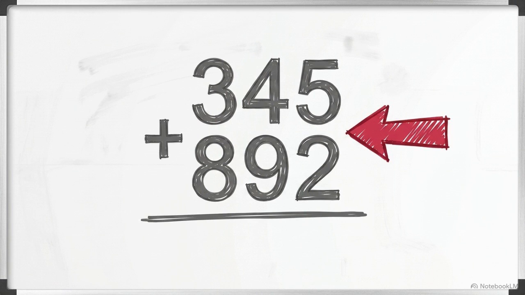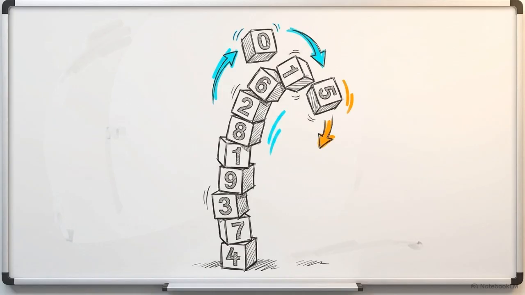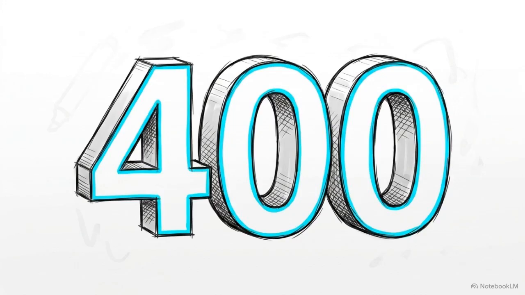Traditional math algorithms require us to calculate from right to left, starting with the smallest units. But the brain naturally processes information, including numbers, from left to right. This is where place value decomposition helps. Instead of stacking digits, we break the numbers down into their actual values and calculate from left to right, keeping the actual scale of the numbers clear at every step.